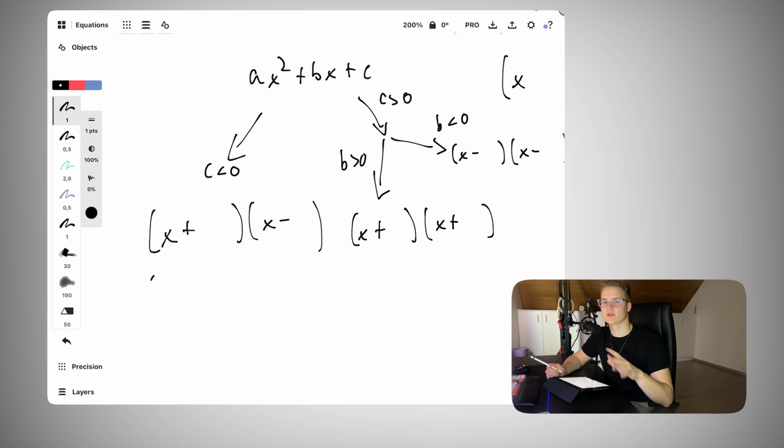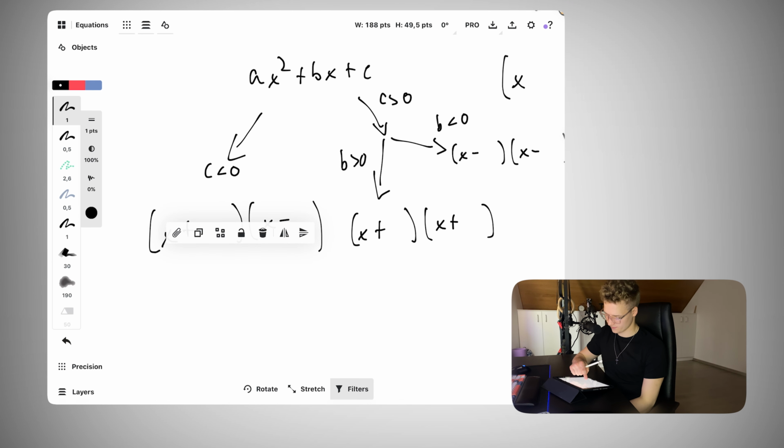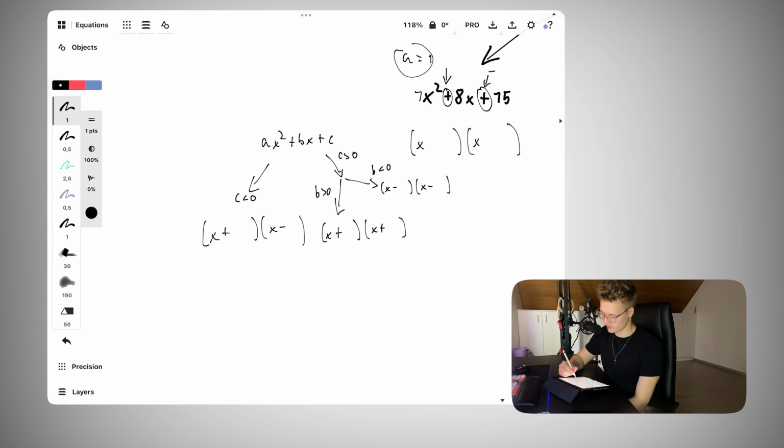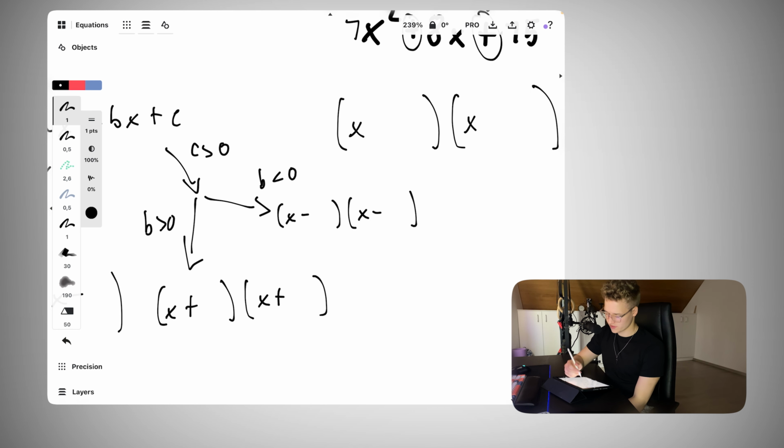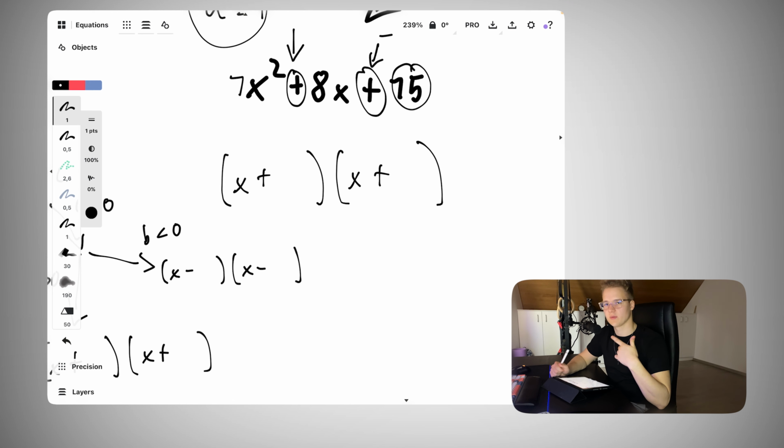Doesn't really matter if we switch the minus and plus around, so it can also be like this, whichever one you prefer. Generally speaking, I prefer the first one. Okay, so this is how you determine the template that you have. In our case, c is more than 0 and b is more than 0, so we're gonna have two plus signs here. Now we're trying to find a combination of numbers that multiplies into 15, so two numbers that together when multiplied give 15, and when summed together they give plus 8.